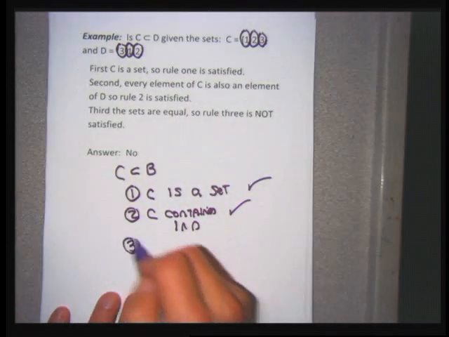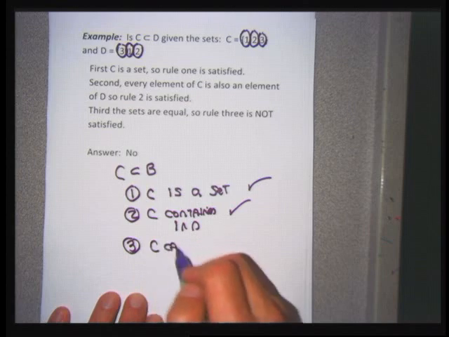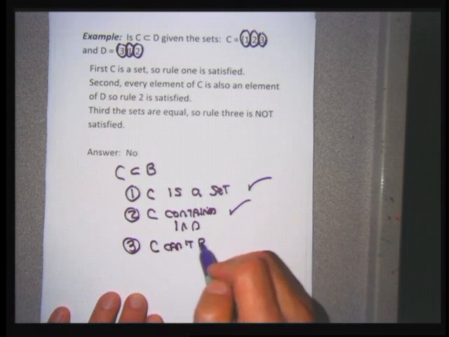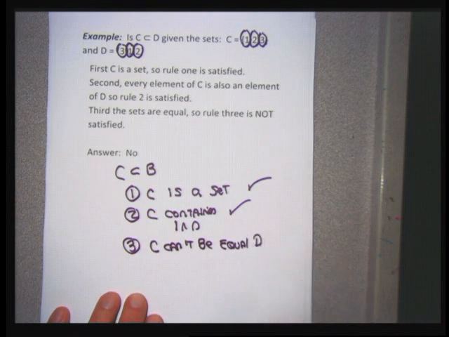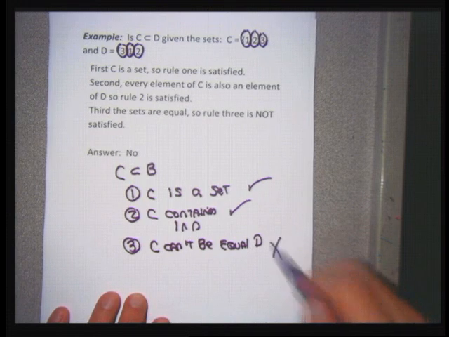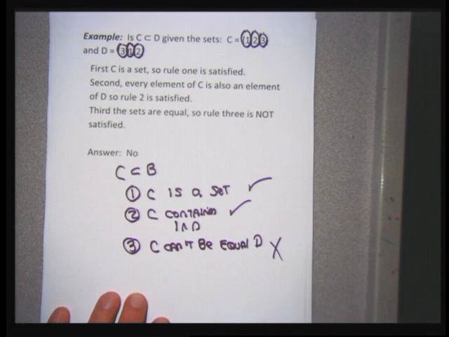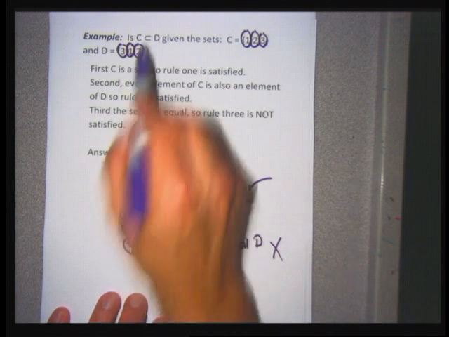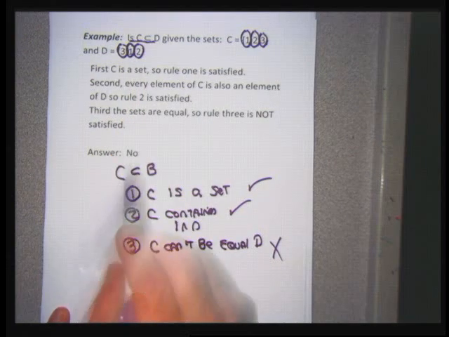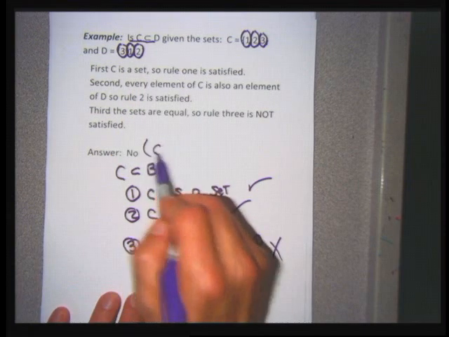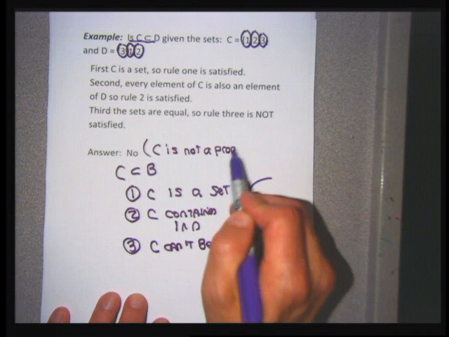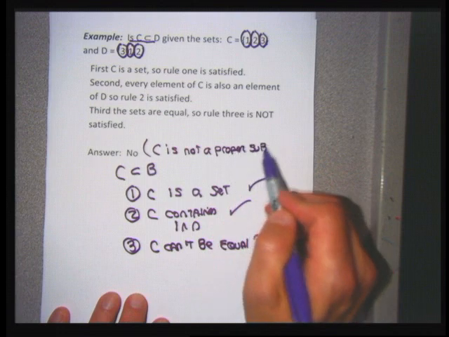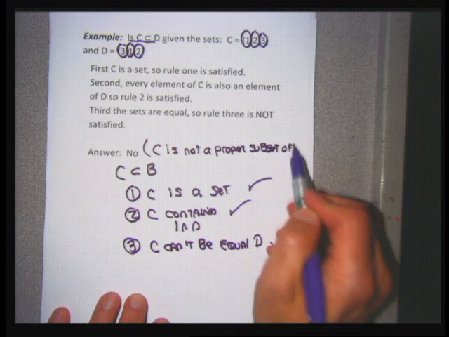Rule 3 is where I'm going to break down. C can't be equal to D. C is equal to D, so this rule is violated. So C is not a proper subset of D. So the answer to the question, is C a proper subset of D? The answer is no. And parenthetically after my answer, I can say C is not a proper subset of D.